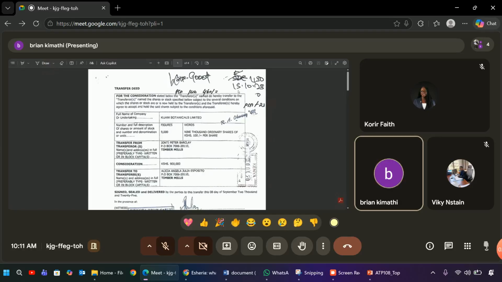From the date of assessment, which is 15th October 2025, you should have paid this 9,000 within one month, that is by 15th November 2025. So when we were going to pay for this, it was past 15th November 2025. So we were required to pay a penalty now.